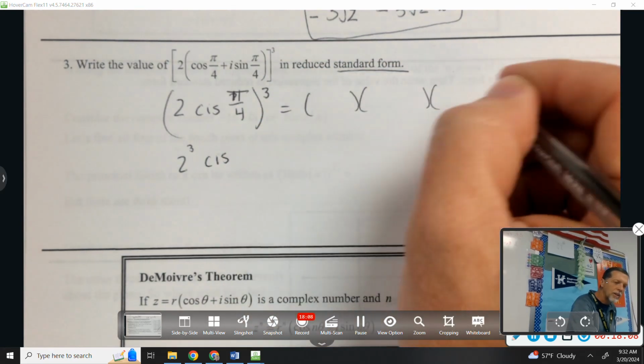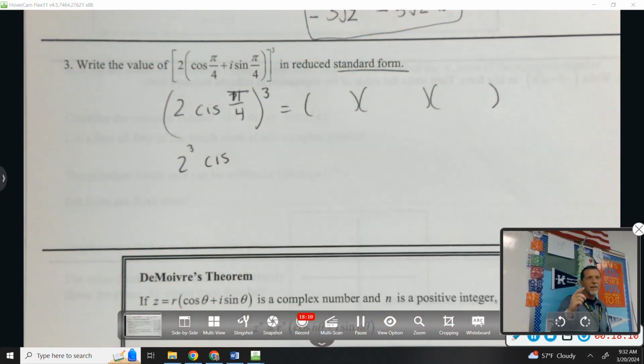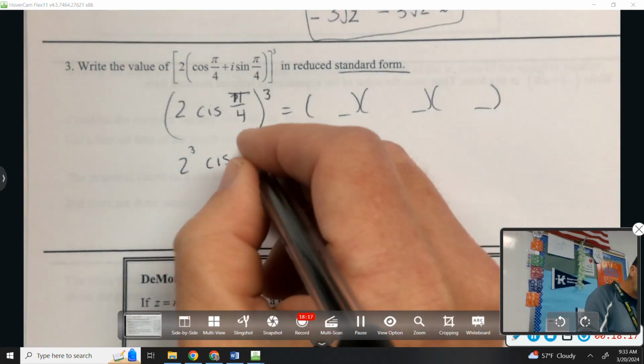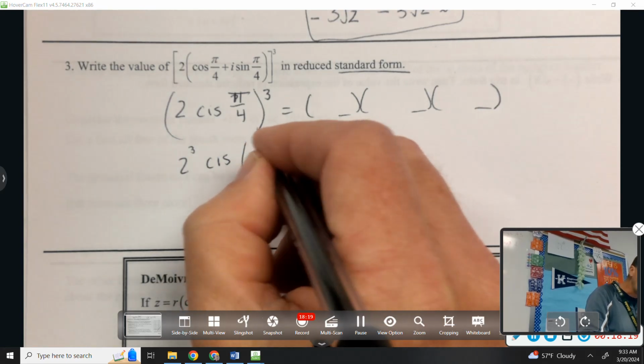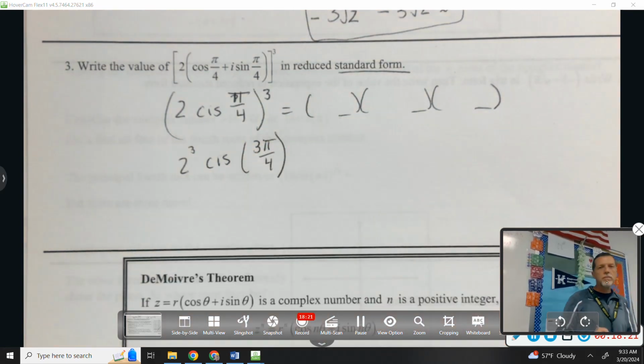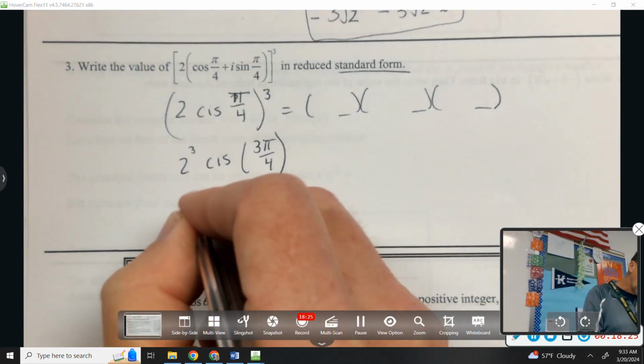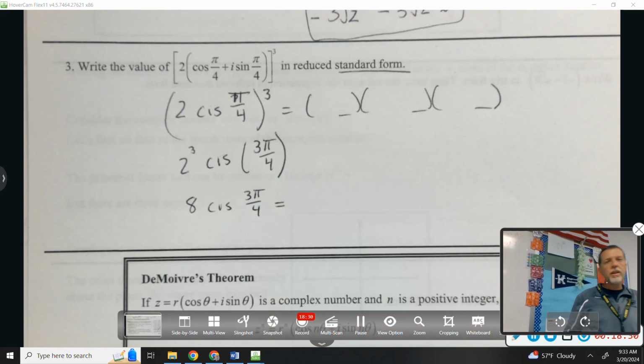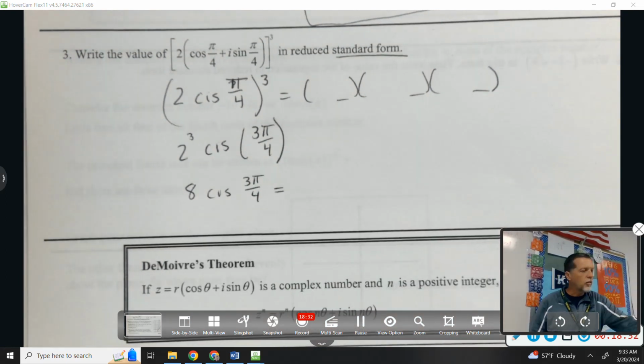I'm not going to write it all out, but that's what your brain kind of thinks. Cube it means multiply it 3 times. So yeah, I'd be adding that angle 3 times. That's a perfectly good way to say that, which means I would multiply it by 3. So 8 cis 3 pi over 4. Again, that's trig form.